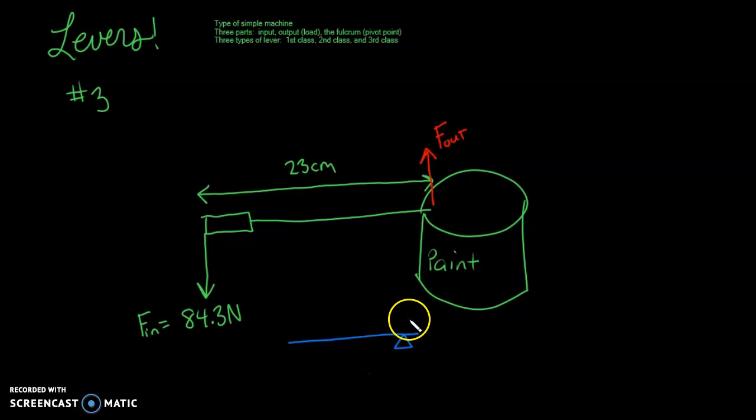There's my fulcrum. This distance here is 2 centimeters. And I'm getting some force out of it. That means this distance here is going to be 21 centimeters. My whole screwdriver is 23 centimeters. My fulcrum is located 2 centimeters from the end of the screwdriver. That means this section here is 21 centimeters. And I'm putting a force in on that end of 84.3 newtons.